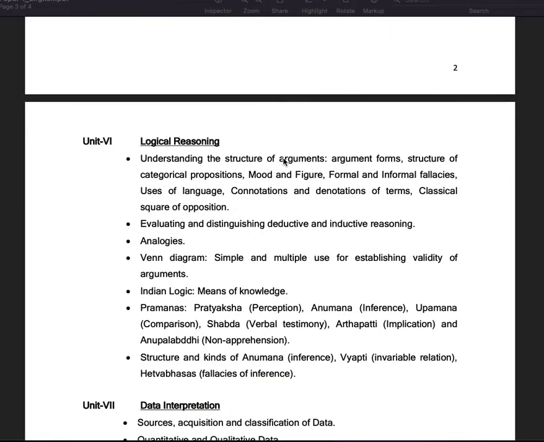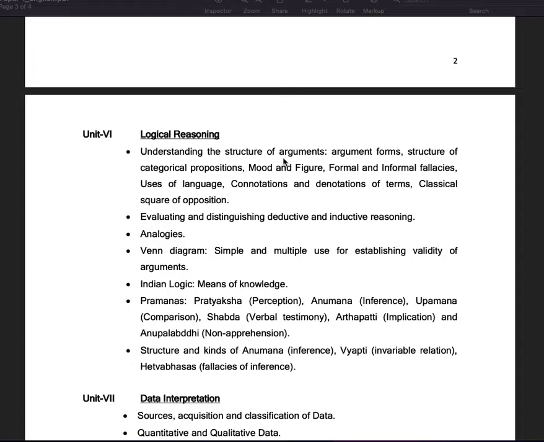Then comes the logical reasoning part, that is Unit 6. I think Unit 6 is the largest unit of all, because it has the Indian logic part, then the logic from the western part, and you have to memorize all the pramanas, anumanas, upamanas, sabdas, all the theories. Then you have to apply these theories to the questions, including assertion reasoning questions.